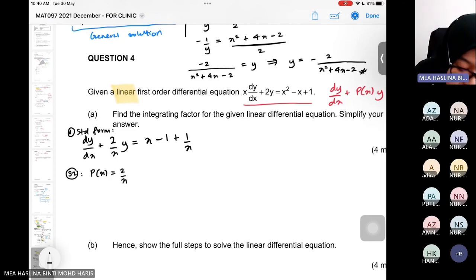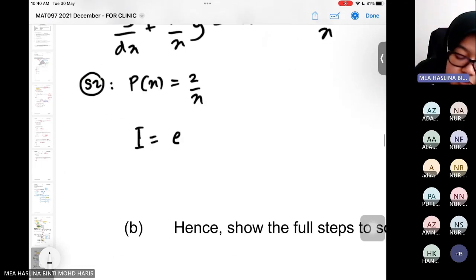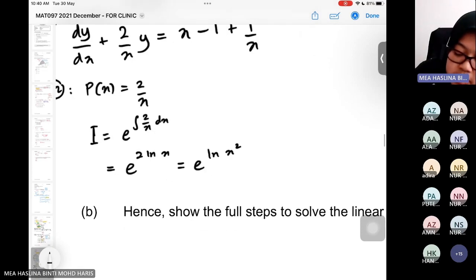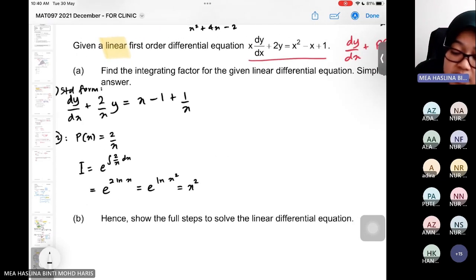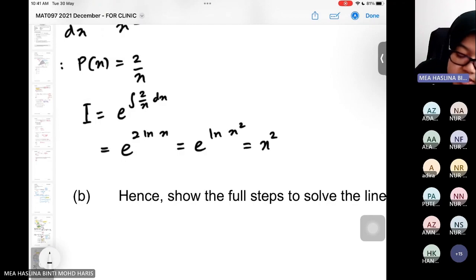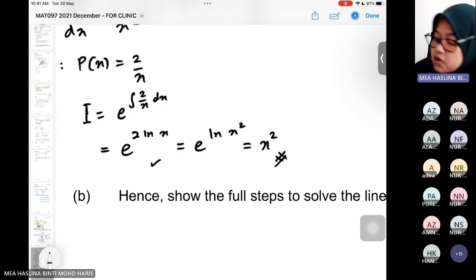And then you identify the integrating factor. The integrating factor would be e to the power of the integral of 2 over x dx, so equals e to the power of 2 natural log x, which means you have e to the power of natural log x to the power of 2, equals x to the power of 2. So the first part of the question only asks you to find the integrating factor, simplify your answer. You have obtained the integrating factor and then you have simplified your answer.